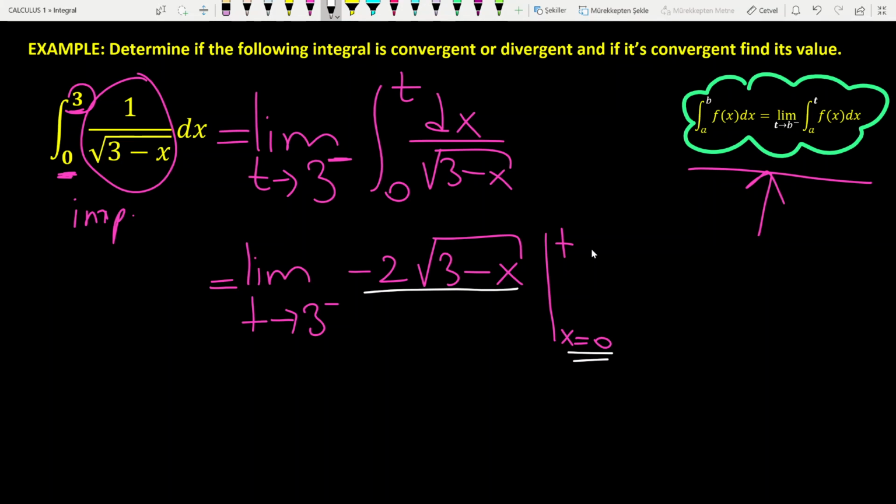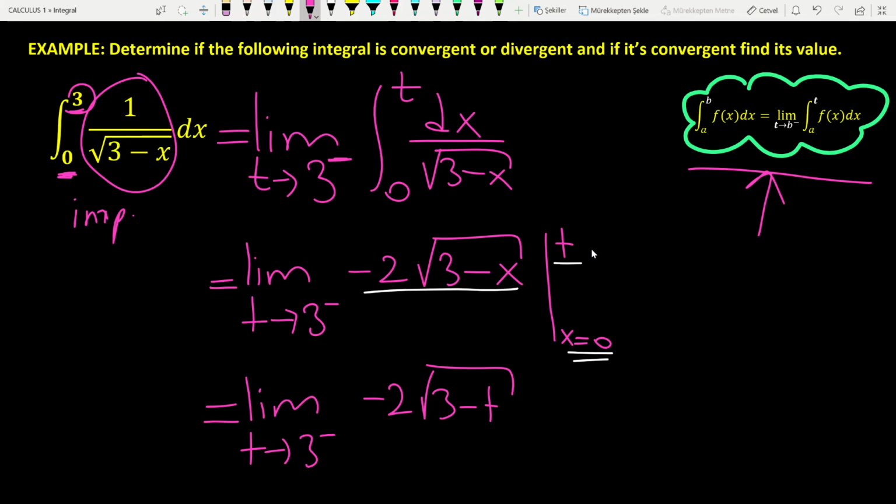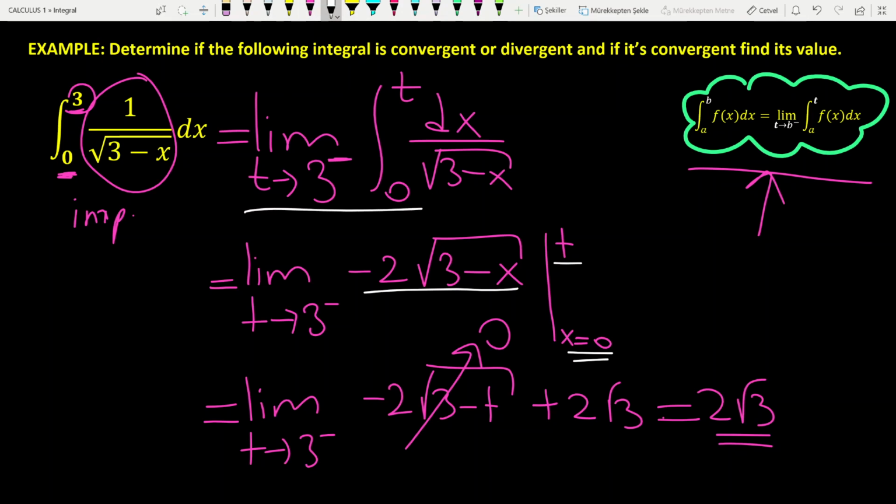Now it's time to plug in the boundaries of integration. So we have the limit when t approaches the point 3 from left, of minus 2 square root of 3 minus t. Then instead of x we have 0, so plus 2 square root of 3. Okay. The answer of this limit is equal to 2 square root of 3. What does it mean? Since the answer of this limit is equal to a number, this improper integral is convergent.